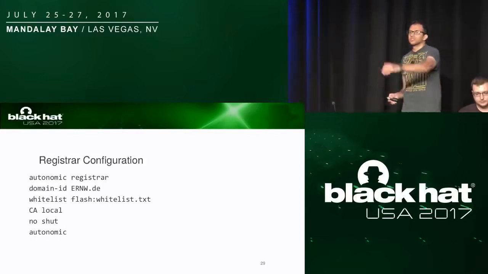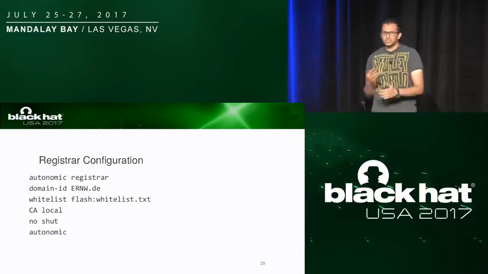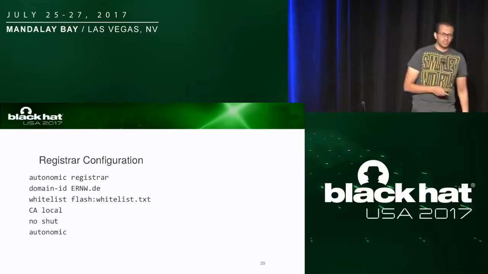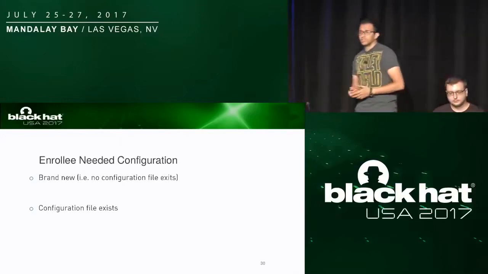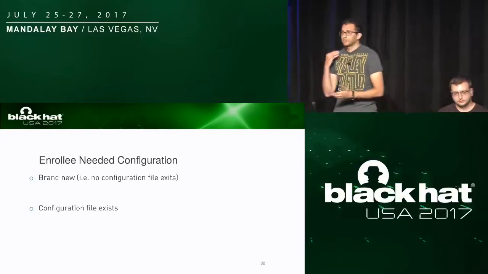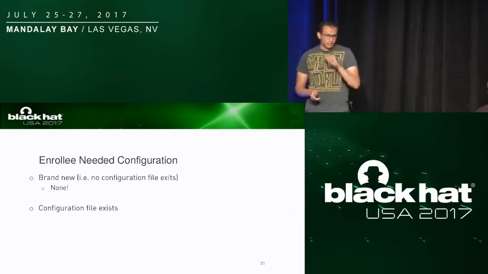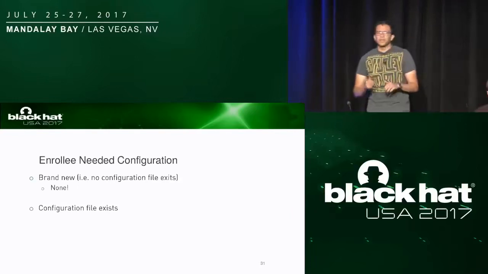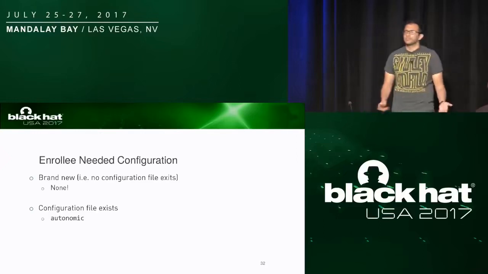No shutdown, start the autonomic services. So there's not much hassle, not many things to configure here, just 4 or 5 commands, and it configures everything else. If we are speaking about the configuration needed on the enrollee devices that will connect to this register, if it is a brand new one, it's none, totally none. You don't have to configure anything. And if it's an old device that already has a configuration, then all we have to do is just one command, which is called autonomic, in the configuration mode. And that's it. Everything is configured for you.